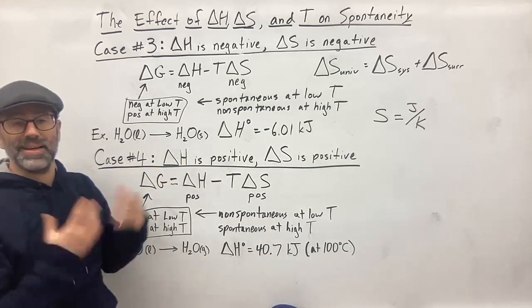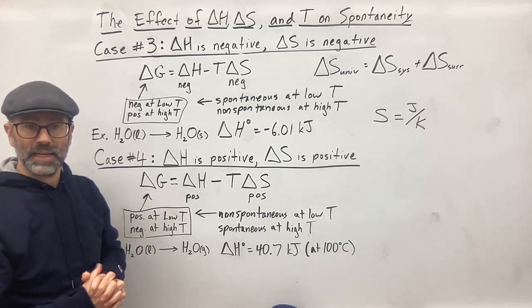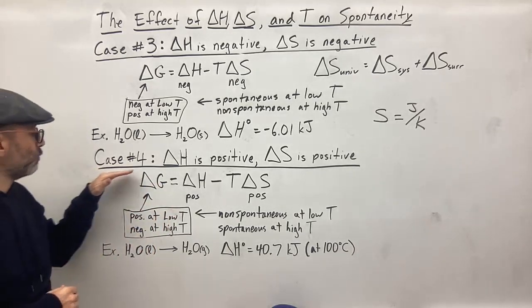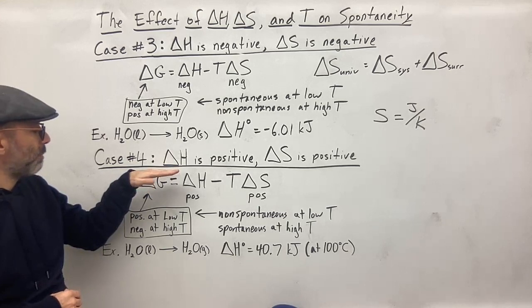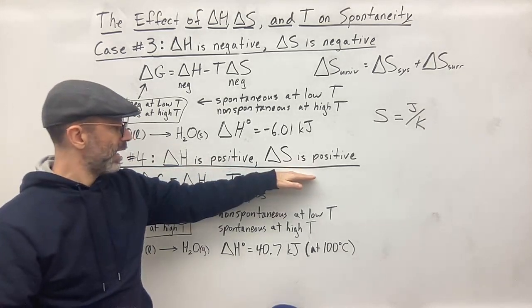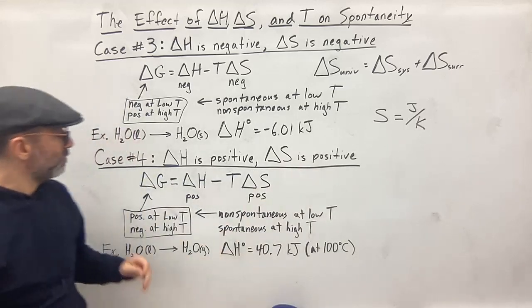Above 0 degrees, it's not going to be spontaneous. It's going to be non-spontaneous. Okay, what about case number 4? So this is where you got a positive enthalpy and you've got a positive entropy of the system.